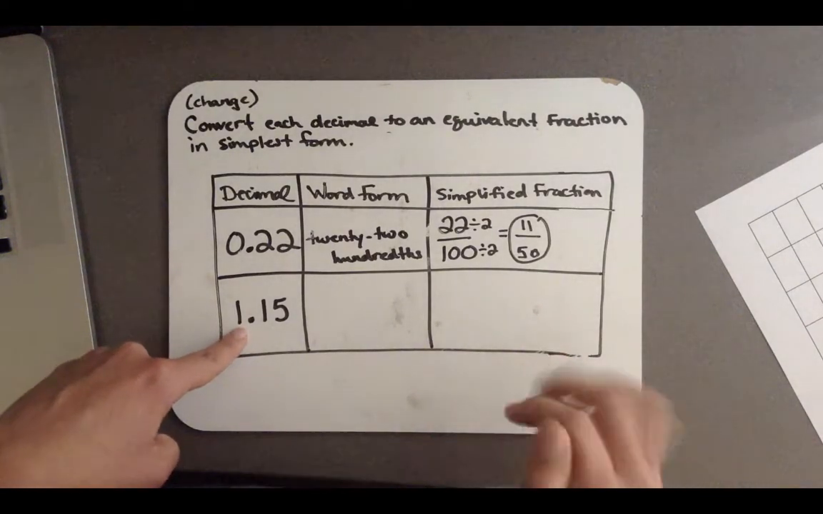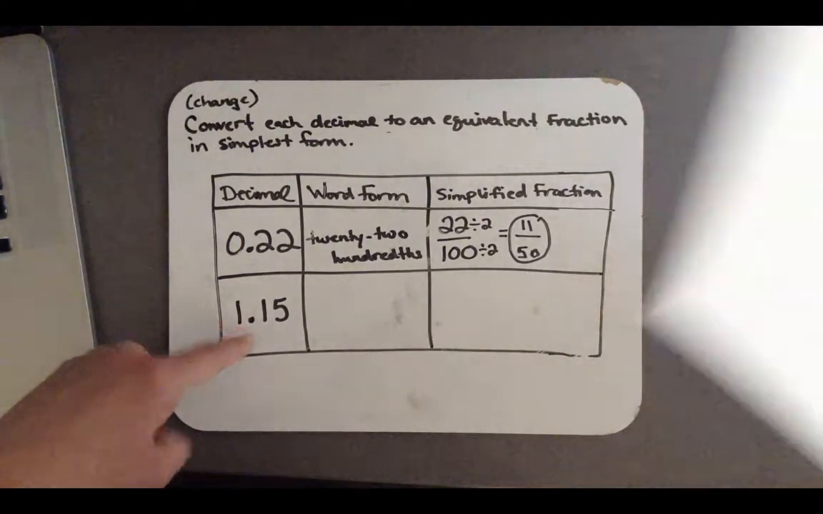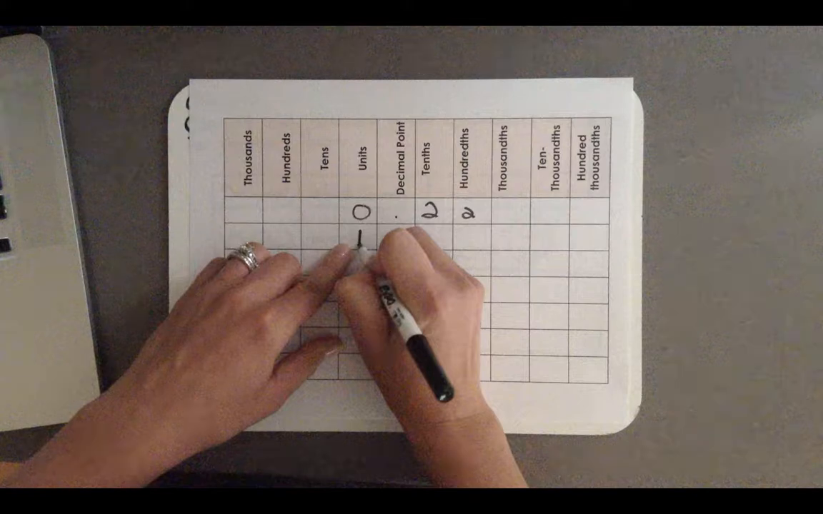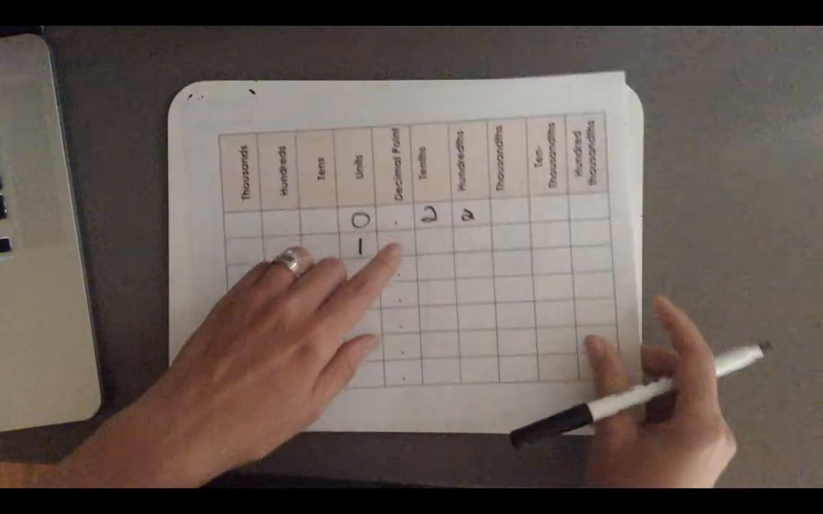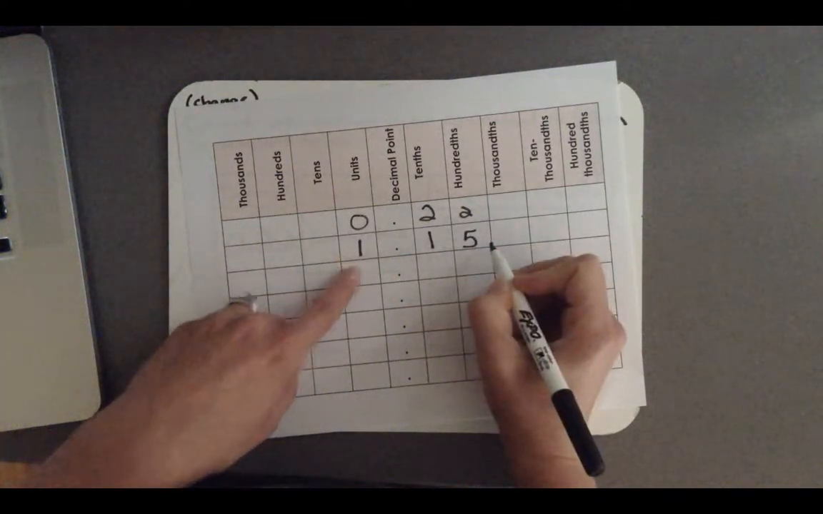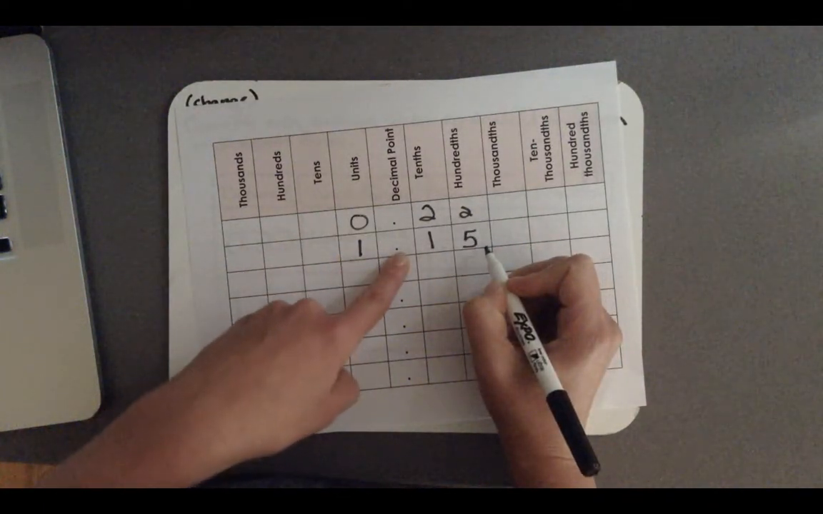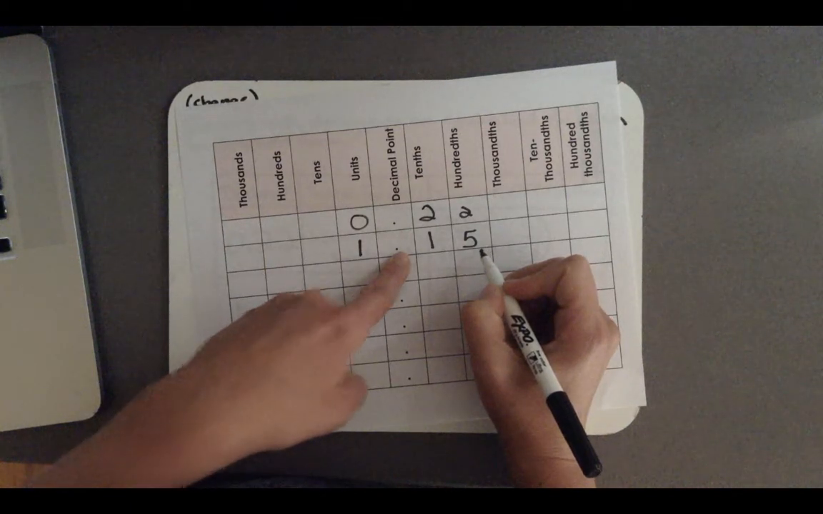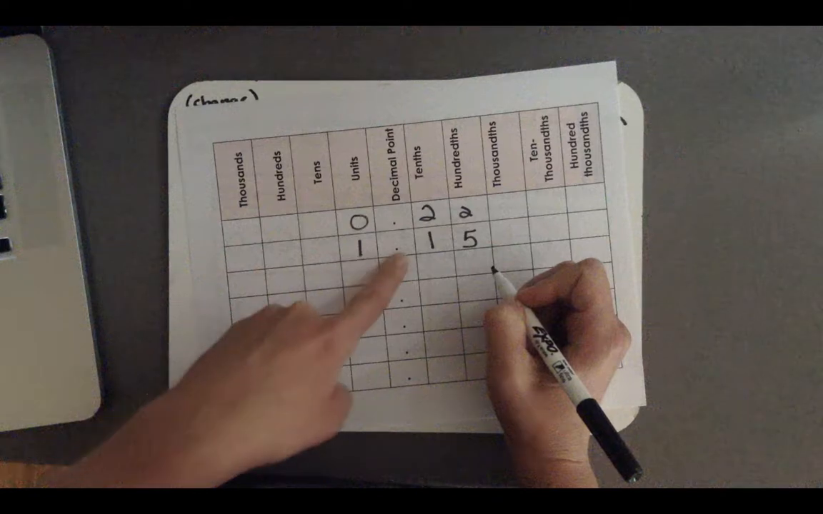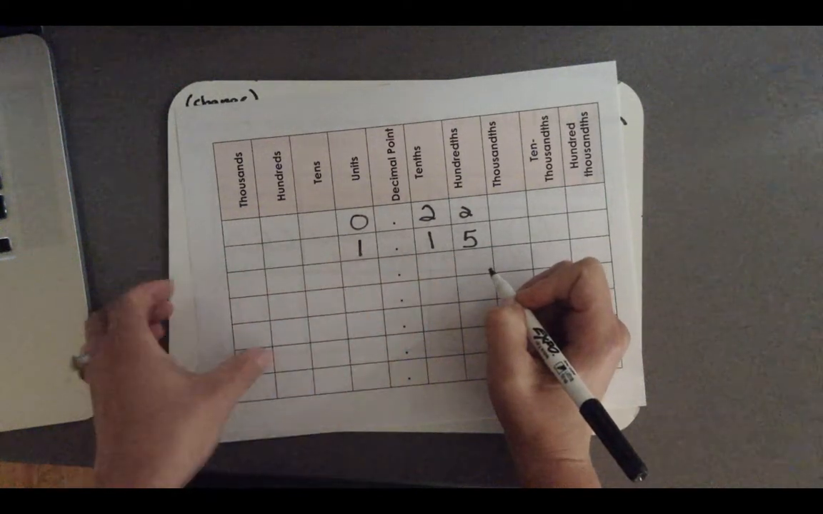So how do we read this decimal? Well, if you're not sure, you could use your chart. We know we have a 1 in the ones place. So in my units here, it'd be 1. And then we have a 1 and a 5. So decimal point, 1 and a 5. I would read this as 1, remember what we say for the decimal point? And what's that last room right there? Hundredths. So 1 and 15 hundredths.